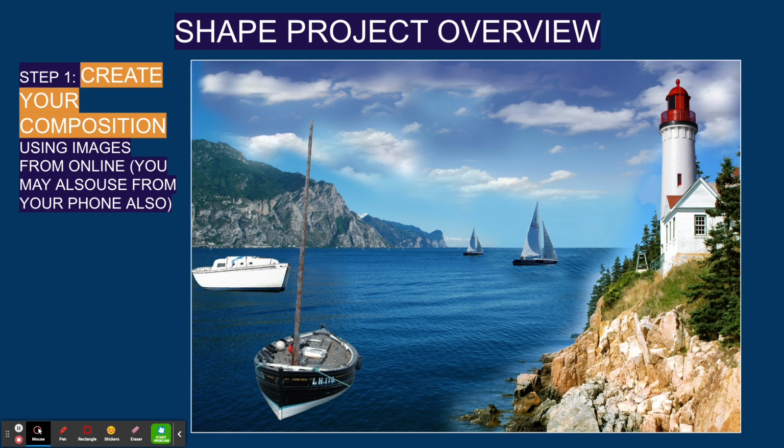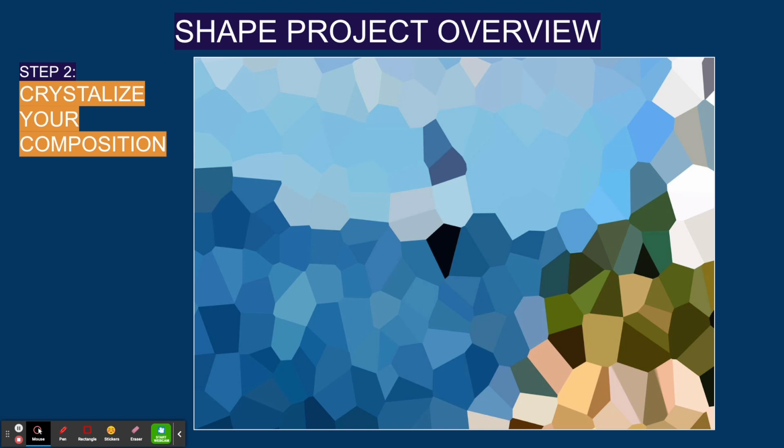So this is a composition that I made, consisting of mainly sailboats and other boats, a lighthouse, mountain, water. All of those are separate images that I found online. All right, and when you have a finished composition, you're going to save it as a JPEG, so it's one layer, and you're going to put a filter on it called filter, pixelate, crystallize. It's a crystallize filter. So crystallize your composition, and again, this will make sense when we do it in class.